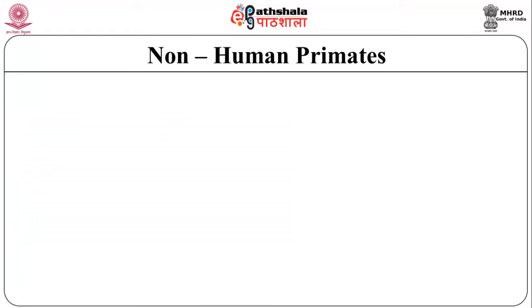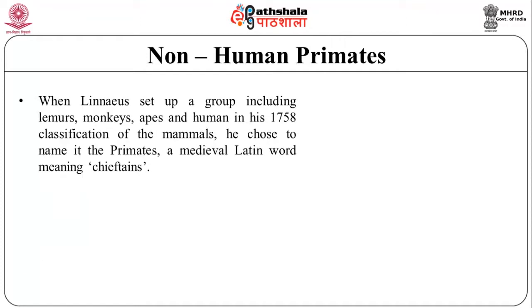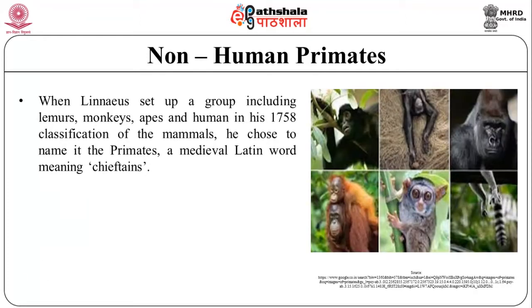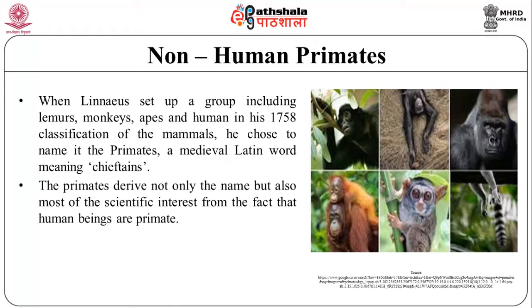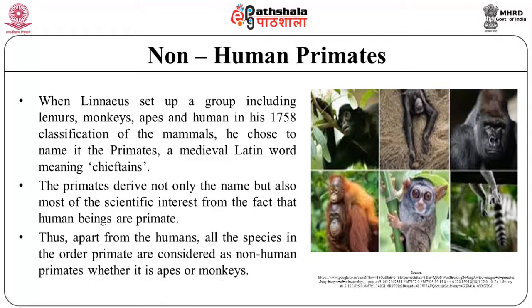Now let's see about non-human primates. When Linnaeus set up a group including lemurs, monkeys, apes, and humans in his 1758 classification of the mammals, he chose to name it the primates, a medieval Latin word meaning chieftains. He had human beings clearly in his mind when he gave this name. The primates derived not only the name, but also most of the scientific interest from the fact that human beings are primates. Thus, apart from humans, all the species in the order Primates are considered non-human primates, whether they are apes or monkeys.